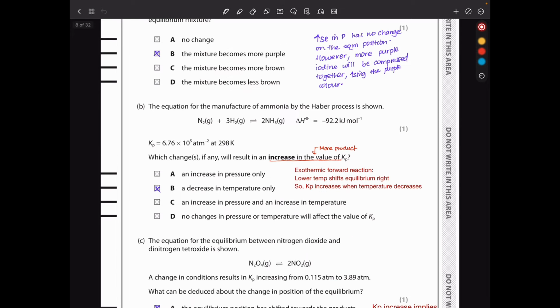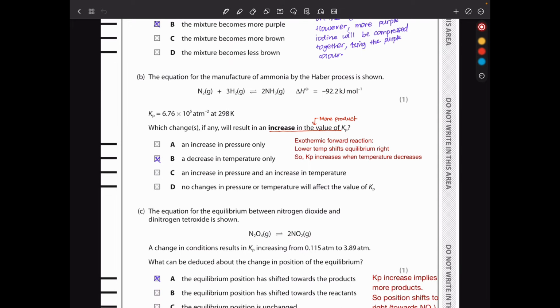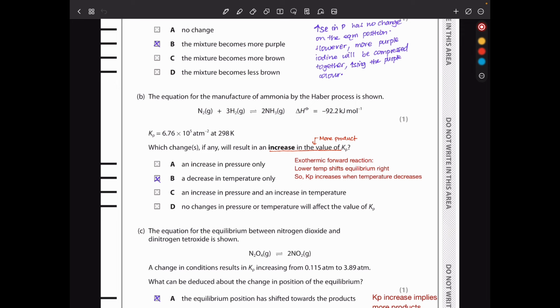Then in part B, the equation for the manufacture of ammonia by the Haber process is shown, and the Kp value is given. Which change, if any, will result in an increase in the value of Kp? Remember, Kp is only affected by temperature, so in this case, since the forward reaction is exothermic, you will decrease the temperature, so the answer is going to be B.